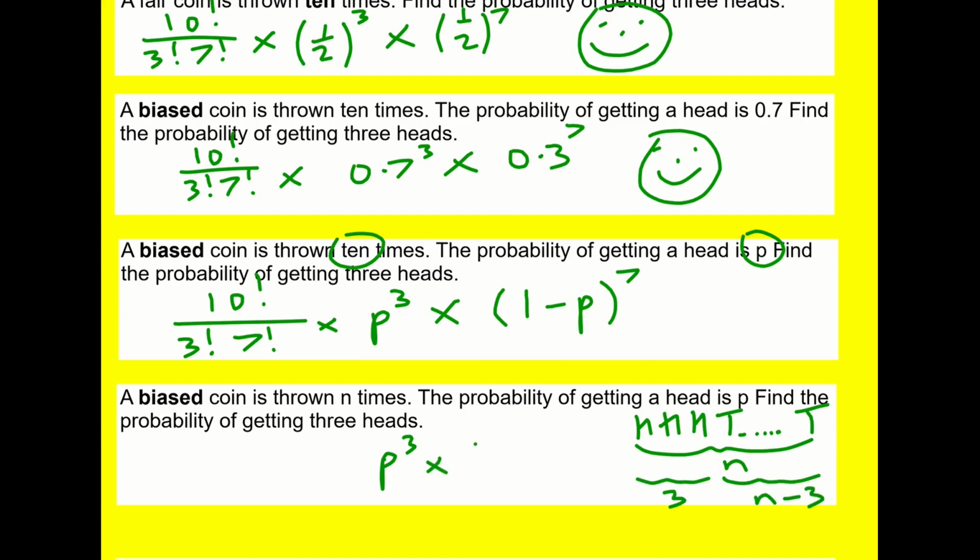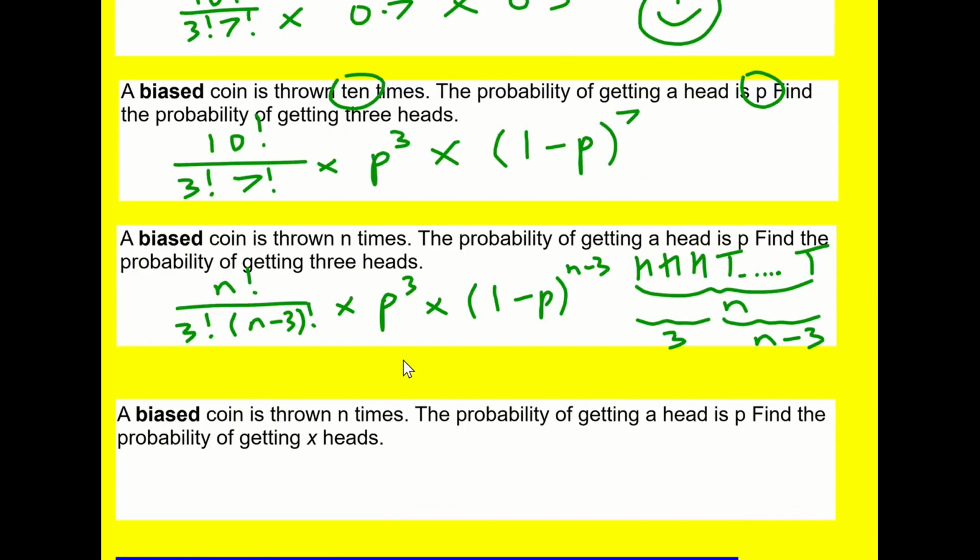So I'm going to times by 1 minus p to the n minus 3. And then how many things am I arranging? n of them. So it's n factorial. And then I want to get 3 heads. How many are left over? n minus 3 factorial. Okay, well, this is stepped up from that first question, but it hopefully all makes sense.